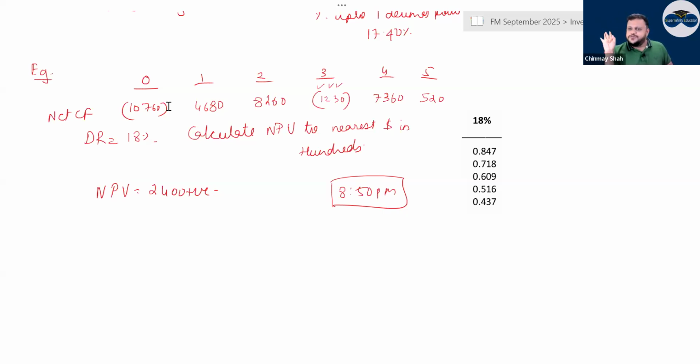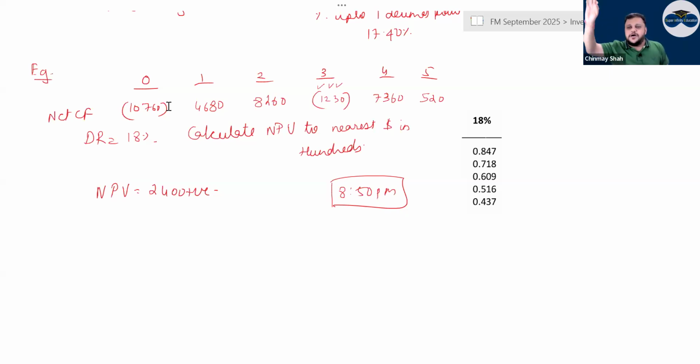7360 and whatever amount, fourth, fifth year, whatever. 1, 2, 3, 4, 5. I'm like, okay, no problem. I can do that. No issues. But I don't have 10,760 with me. Do I have 10,760 with me? No. No money, as always. I go to the bank and ask for 10,760.